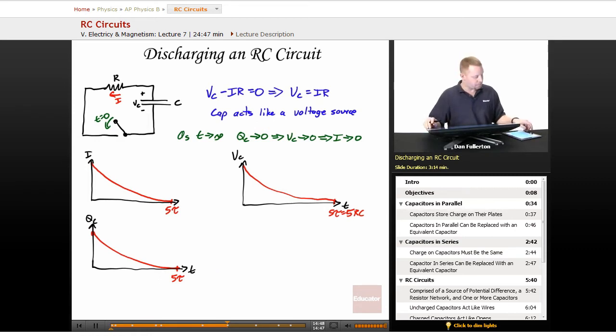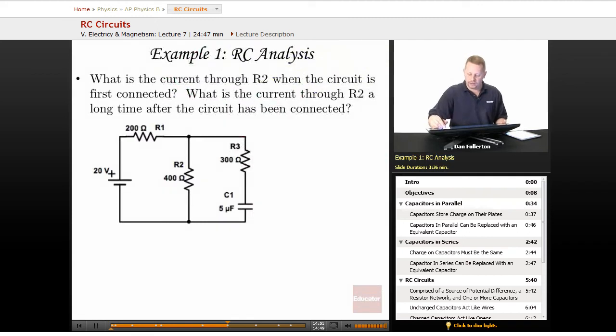So let's take a look at our first example here. What is the current through R2 here when the circuit is first connected, and what is the current through R2 a long time after it's been connected? Well, when it's first connected, in that case, C1 acts like a wire.